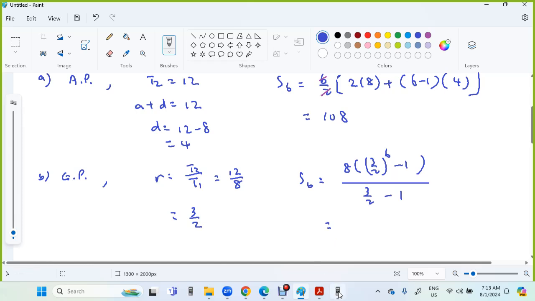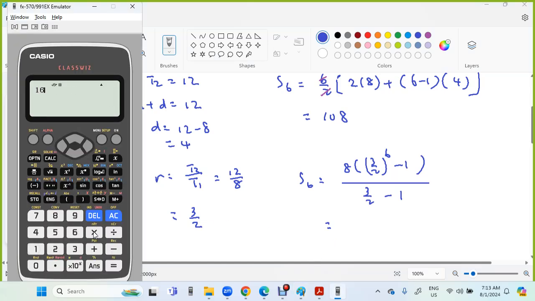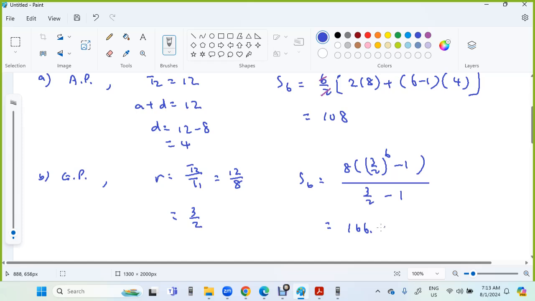So we have 16 times 1.5 power 6 minus 1, which is 166.25. This is half. And then the denominator multiplied here, 2 plus 8 is 16.